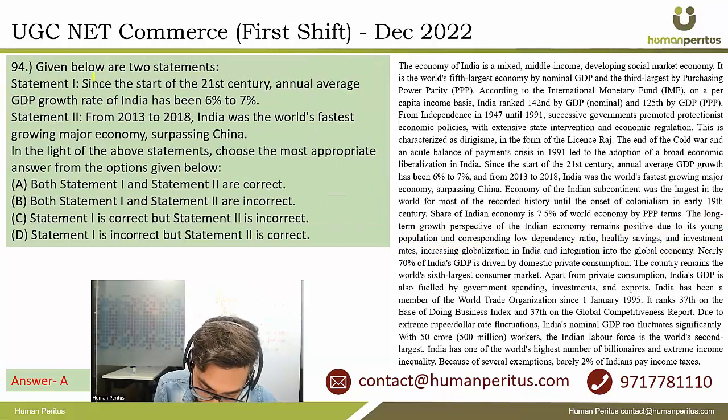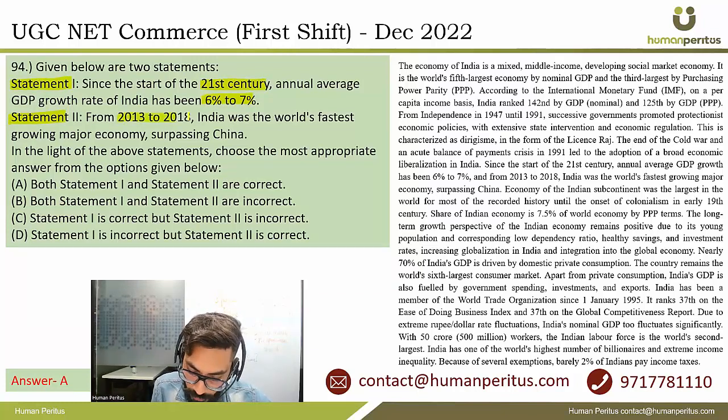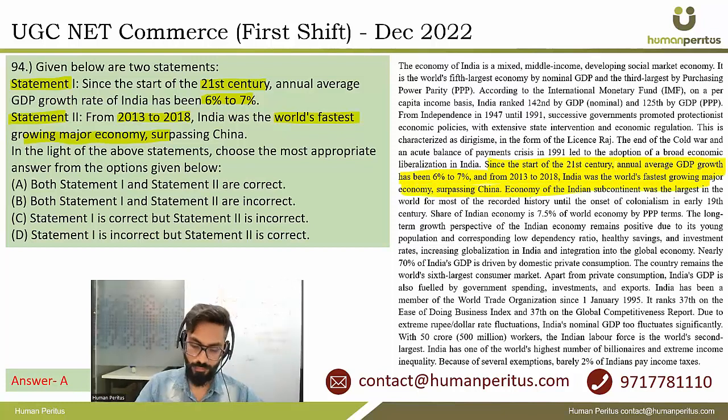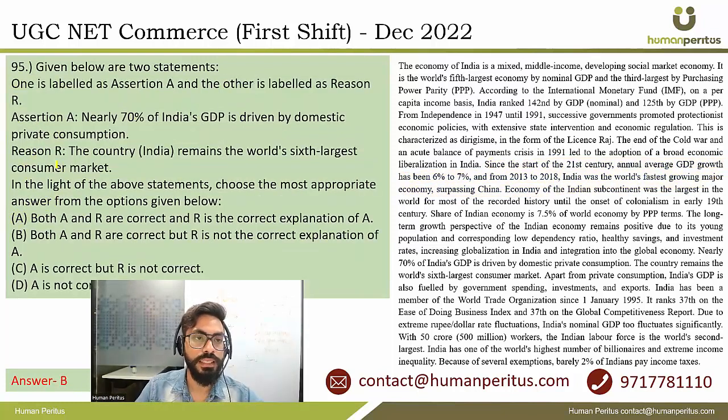The next question again has statement 1 and statement 2, which talks about start of 21st century, 6 and 7%, 2013 to 2018, fastest growing economy. All of these things are given. Where is this given in the passage? It's given right here. Both statements are correct. So answer is A. The next question is an assertion reasoning question.